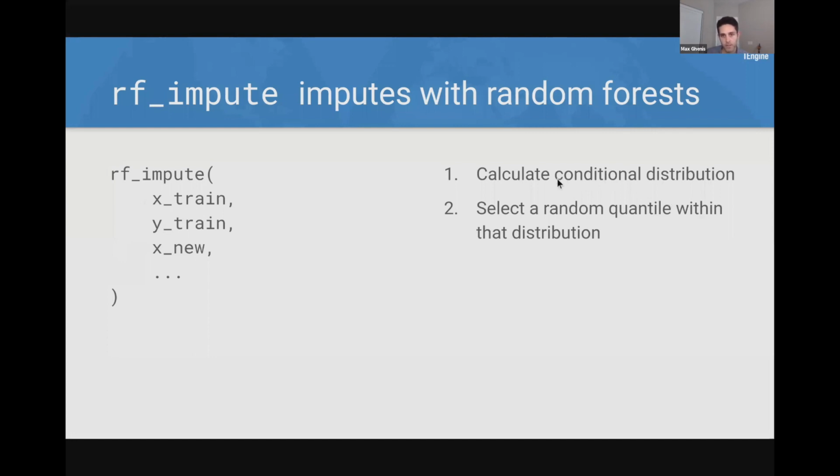So what this does is it calculates a conditional distribution for every record in x new, and it's going to select a random quantile within that distribution. So this is going to ensure that you're going to get a proper overall distribution, both on the aggregate level and also for individual, similar kind of records. And we actually have an option as well where you can have replicates of the x new, and it's going to predict multiple times. So you get the full distribution there.